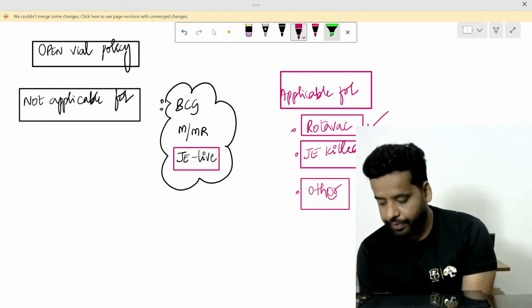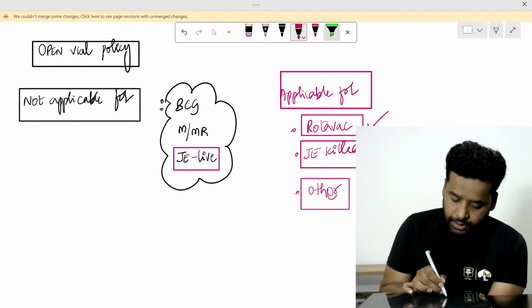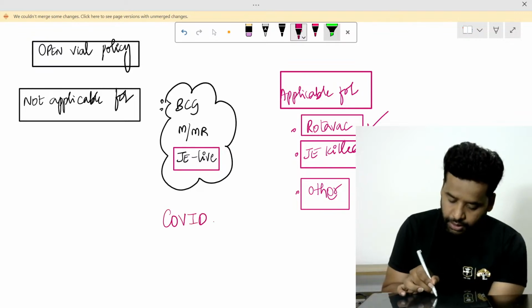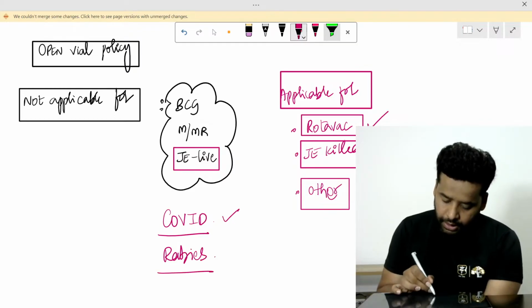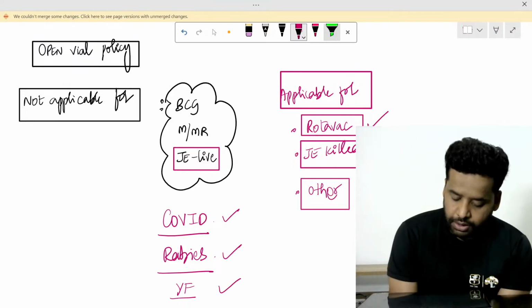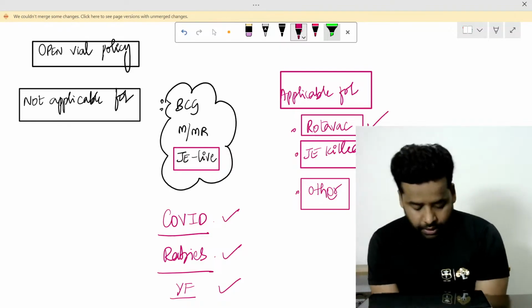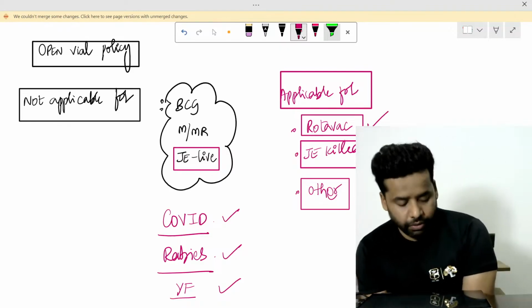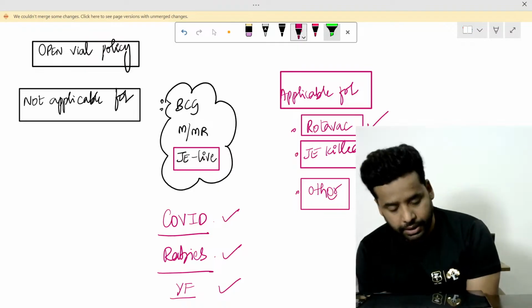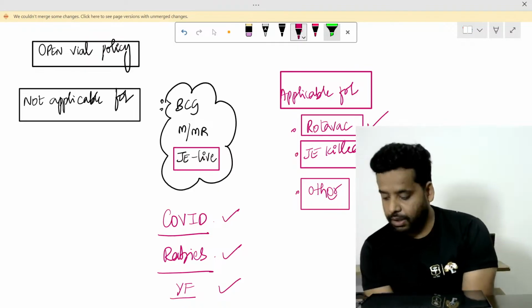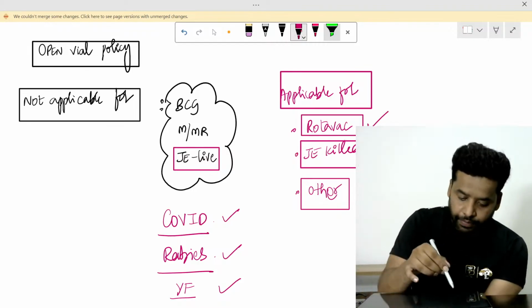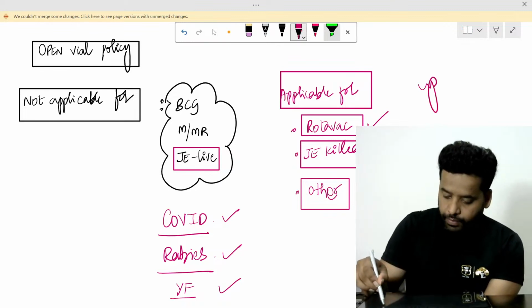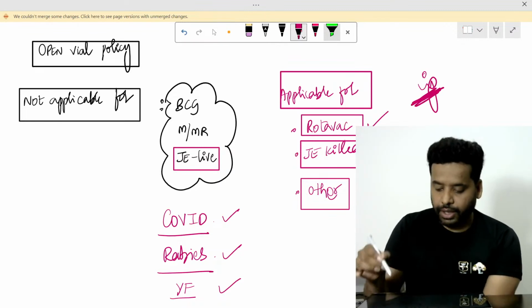So these are the things. Other than this, COVID and all those, the schedule is not something you have. COVID is not applicable. Rabies is not applicable because it is diluted. And even yellow fever is not applicable because it is diluted. So anything which you dilute is not applicable. Why am I not stressing COVID, rabies and yellow fever? Because that is not a part of the national schedule. They are dealing with different diseases. So this is the thing as of now, the open vial policy. If possible, try to make a note of it.